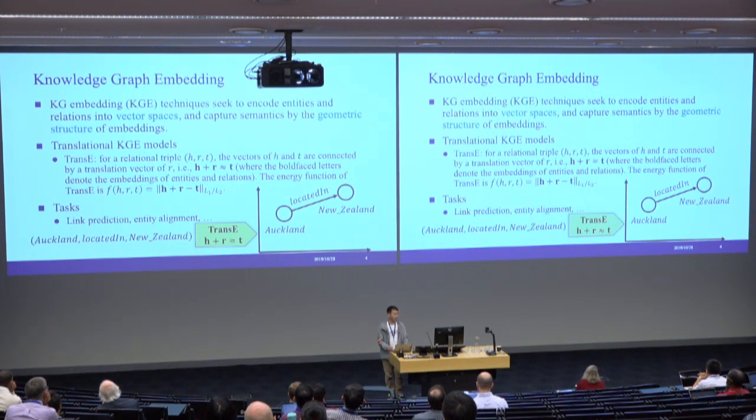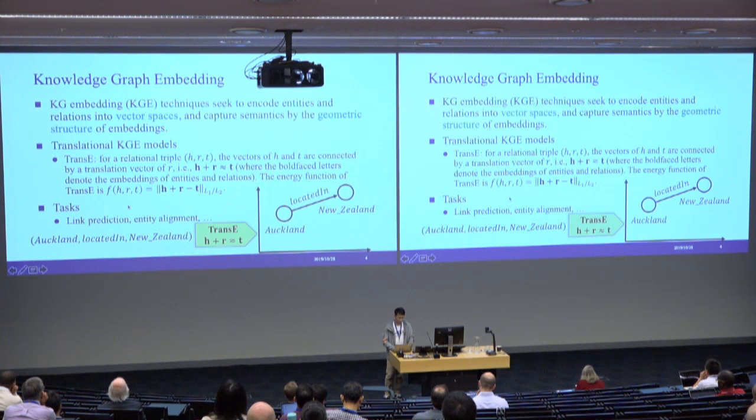In TransE, for a relation triple (H, R, T), the vectors of H and T are connected by a translation vector of R. That is to say, H plus R is approximately equal to T. TransE uses an energy function in this form to denote the errors in the model. It also uses the energy function to train the embeddings for the entities.